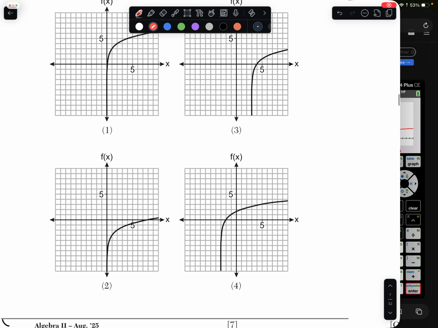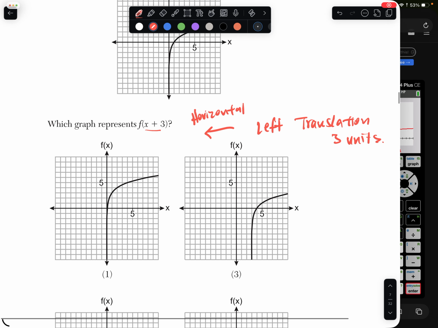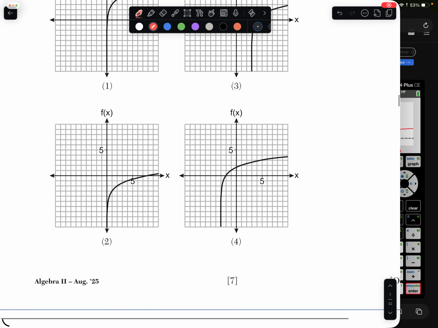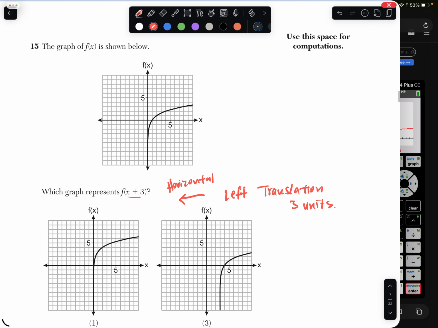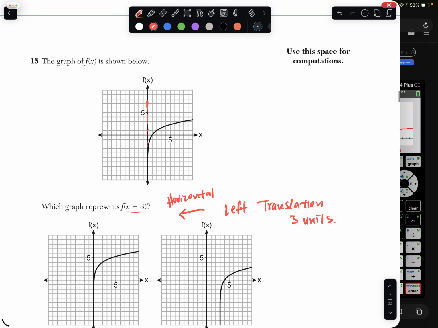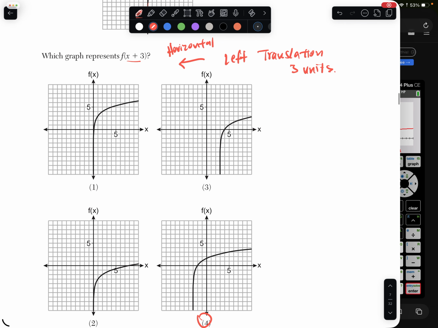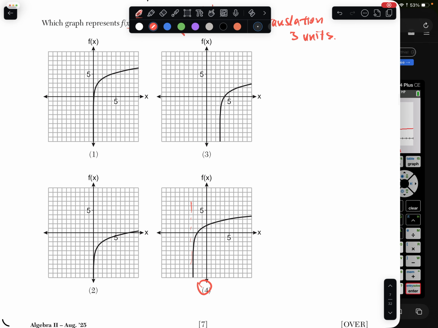So this one is going to be choice 4, because that's the only one where we can see an asymptote at x is equal to 0, and it's the only one where the asymptote is moved to the left by 3 units.